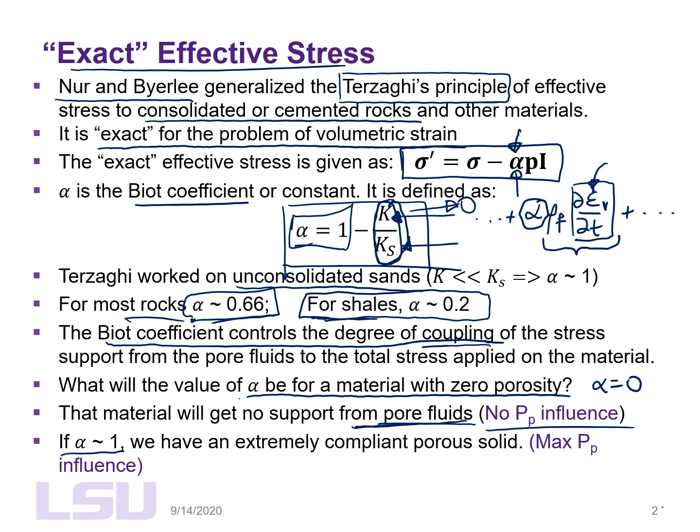What about the other extreme, which we talked about, where alpha is close to 1? We have an extremely compliant porous solid, and we had said those are weak and unconsolidated sands, and those have the maximum pore pressure influence. So this value is 1, and you have a stronger coupling between the mechanical problem and the flow problem.